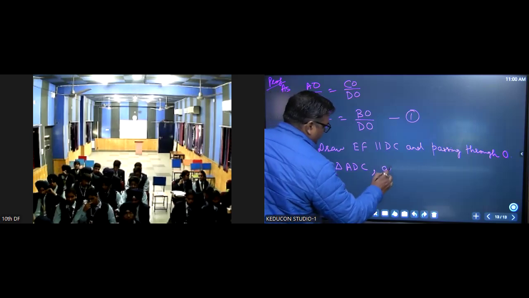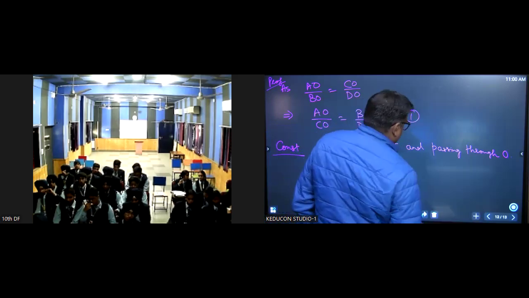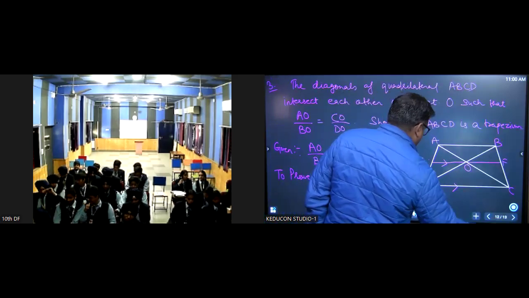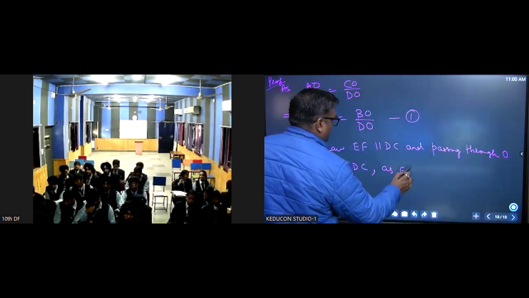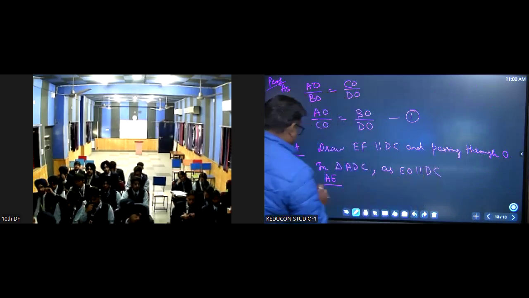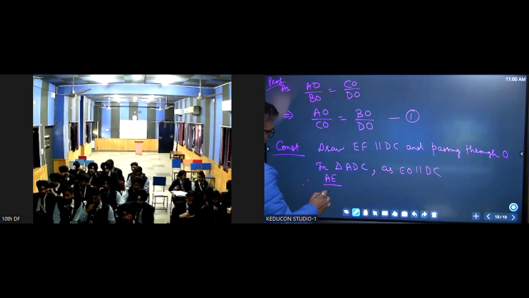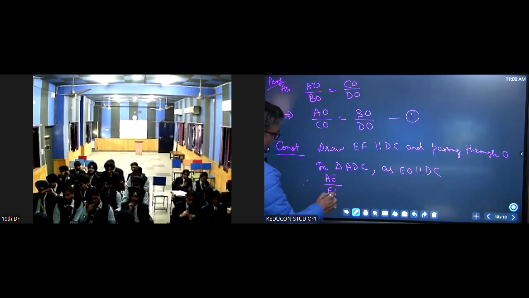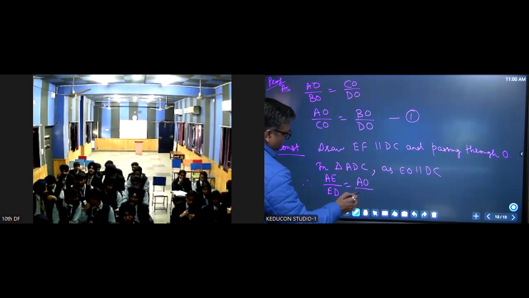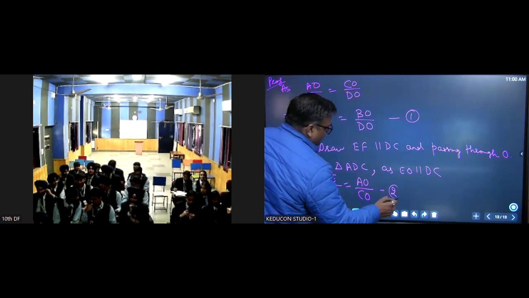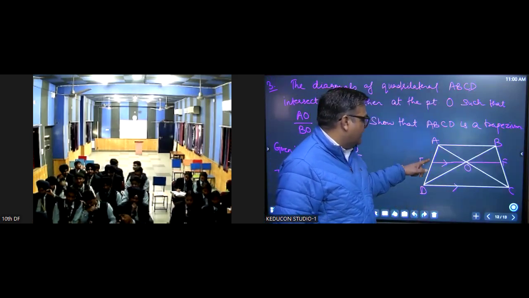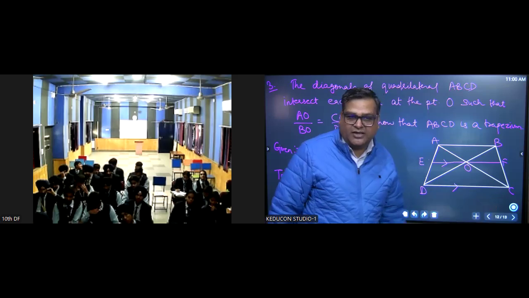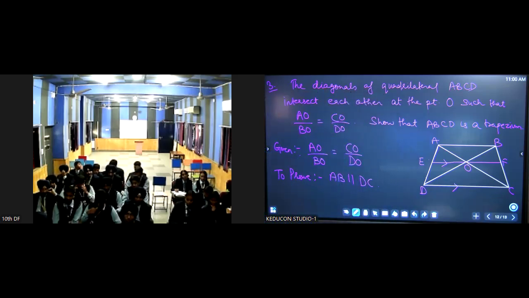यहाँ पे लिखेंगे as EO is parallel to DC, therefore AE upon ED will be equal to AO upon OC. यहाँ तक कोई डाउट बच्चों? अगर ये दोनों पैरेलल है तो AE upon ED will be equal to AO upon OC by BPT. Yes or no? Yes.